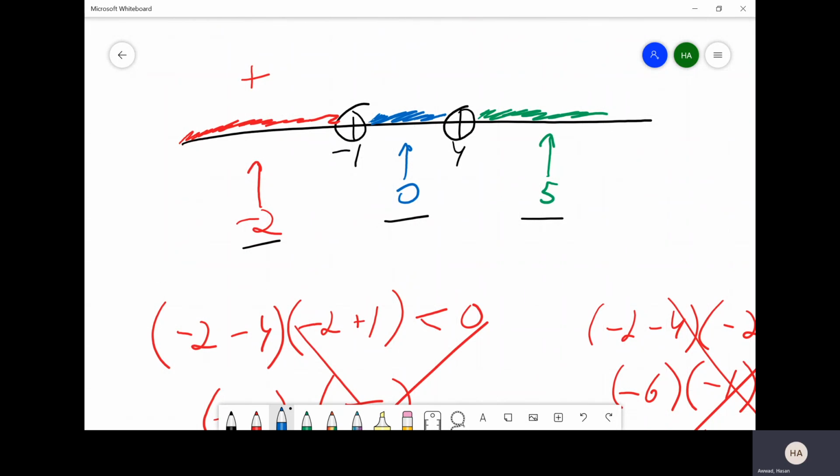Which means that this interval is going to be part of our solution. When we write out our total solution set in interval notation, this interval will be part of our solution. So great, we know that the interval between -1 and 4 is correct. This is going to work for us.